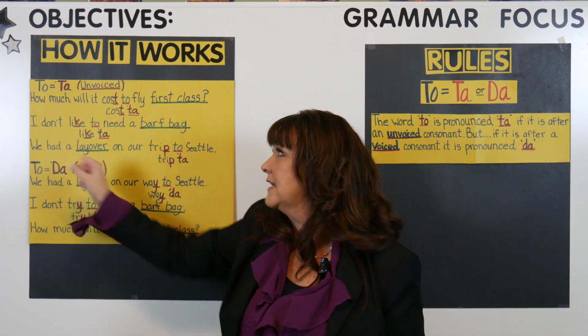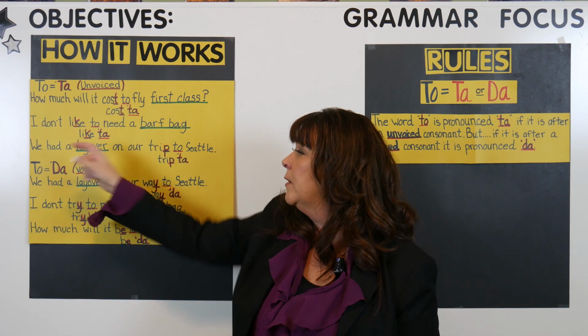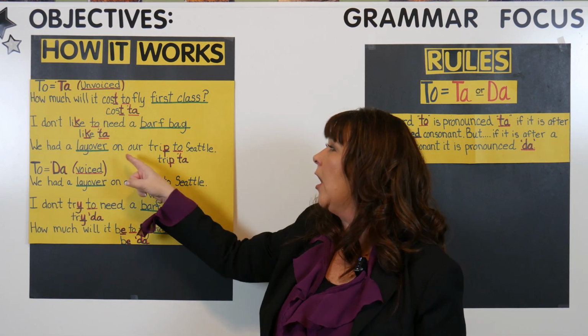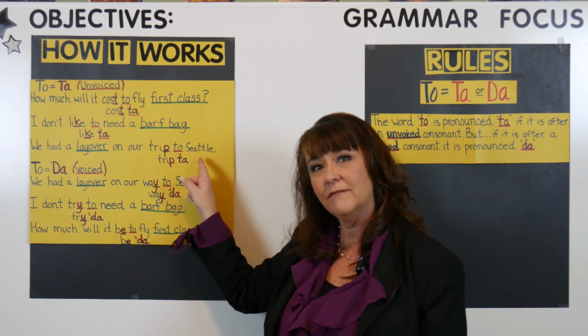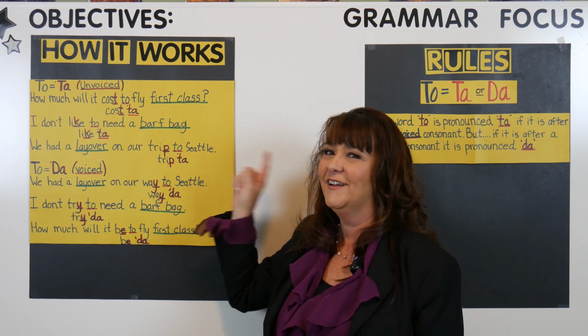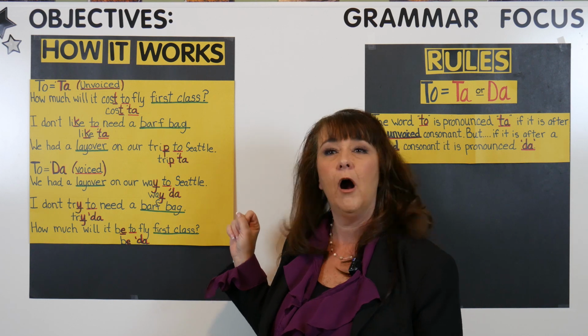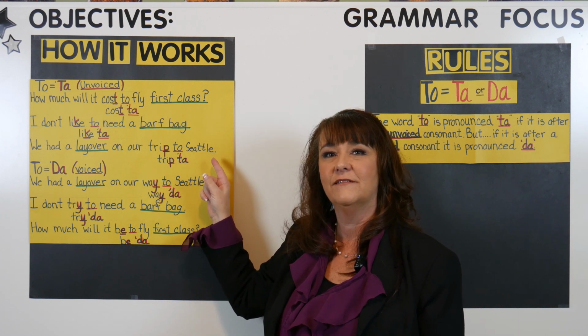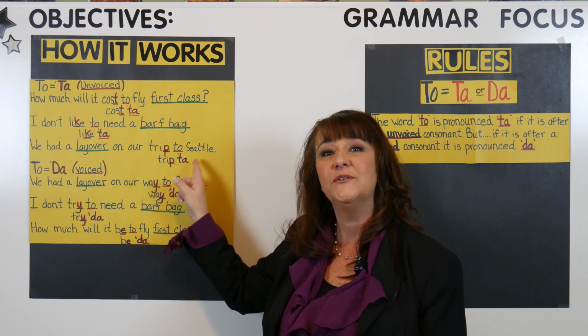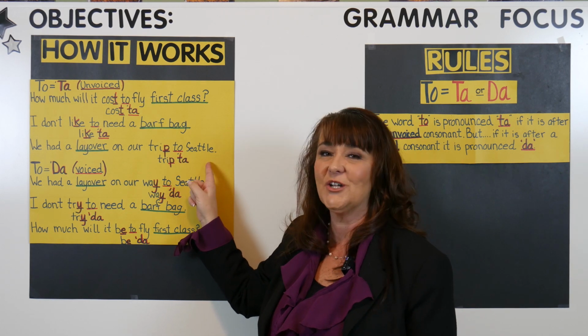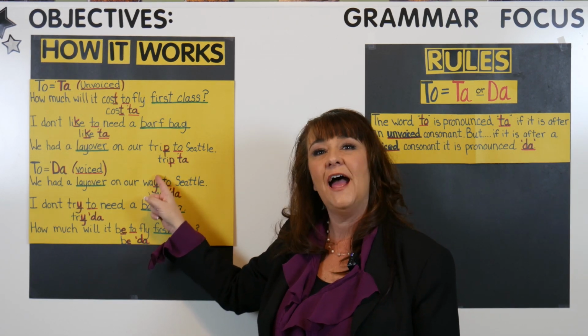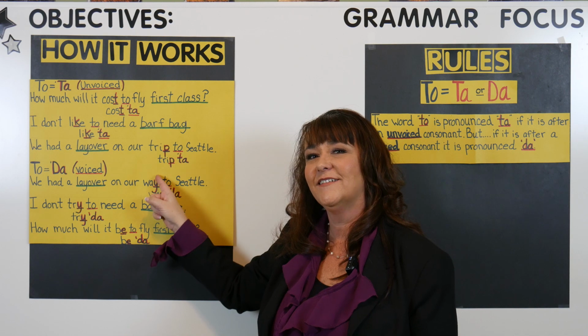Here's the last example for t. We had a layover on our trip to Seattle, teacher talk. What you hear is, we had a layover on our trip to Seattle. Trip to Seattle, teacher talk. Trip to Seattle, street talk.